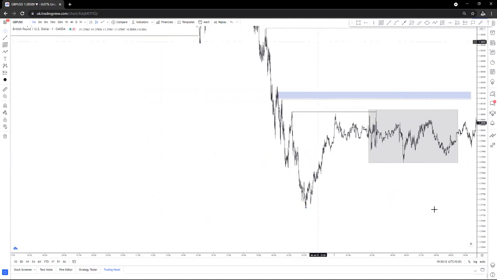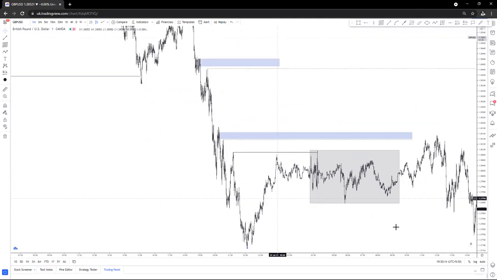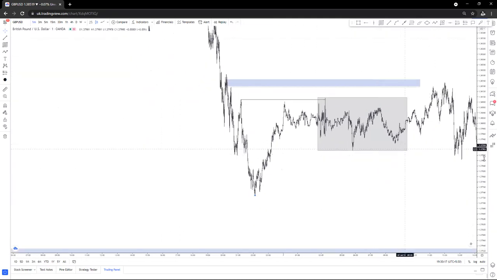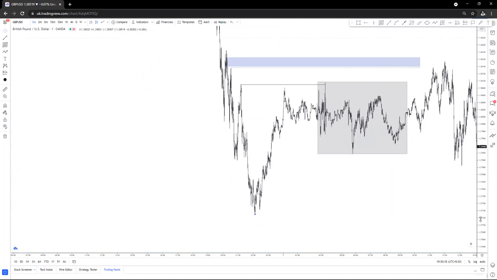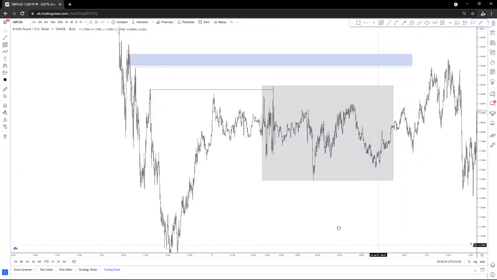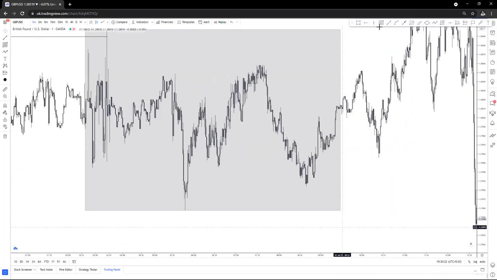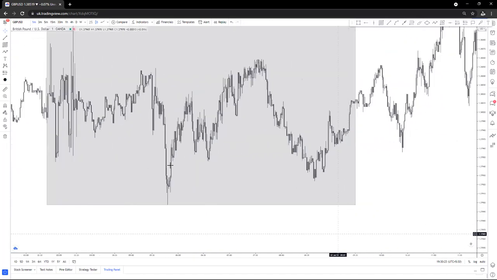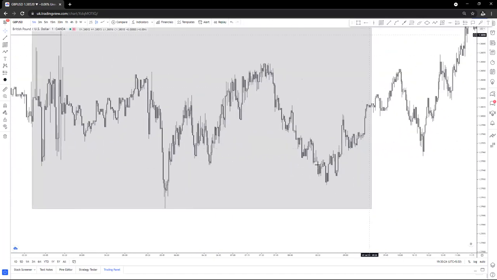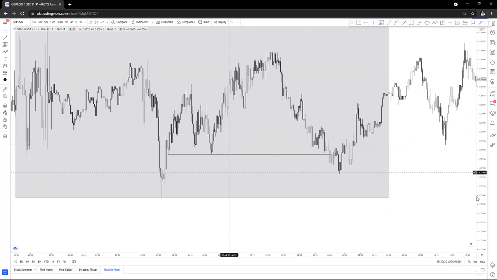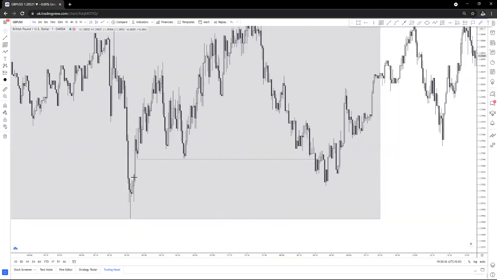Now, the first thing I did was mark all of this. And now I know where I am currently at according to the high time frame. And then I saw this happen. You see these equal lows right here? Price took them out, and then filled this imbalance right here.